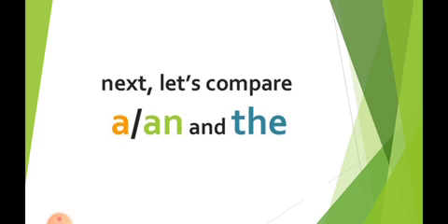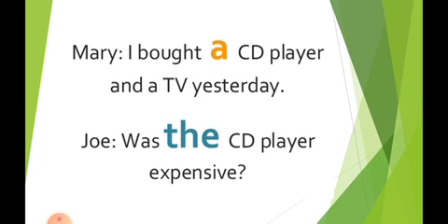Next, let's compare a, an and the. Mary: I bought a CD player and a TV yesterday. Joe: Was the CD player expensive? So here, CD player is a singular noun. C is a consonant, so before that we have written article a. A CD player. I bought a CD player and a TV yesterday.